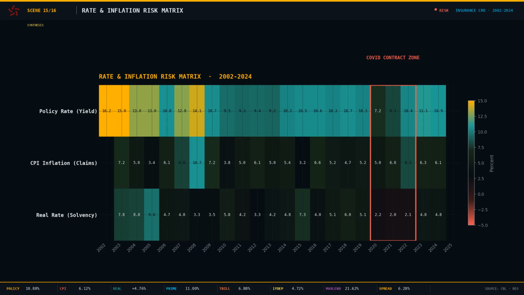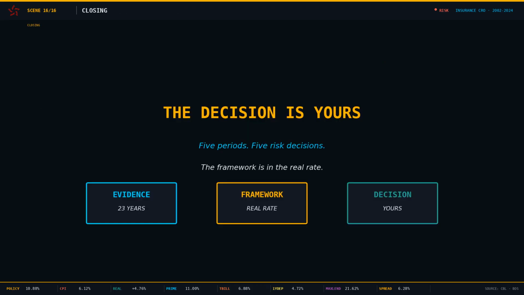The pattern is clear. Lesotho offered positive real rates almost every year. The exception was the COVID window, 2020 to 2022. That was the signal to contract hard. 5 periods. 5 sets of risk decisions. The data tells the story.